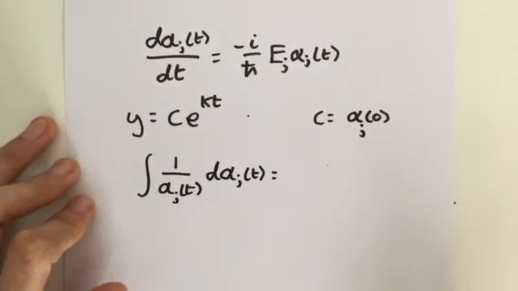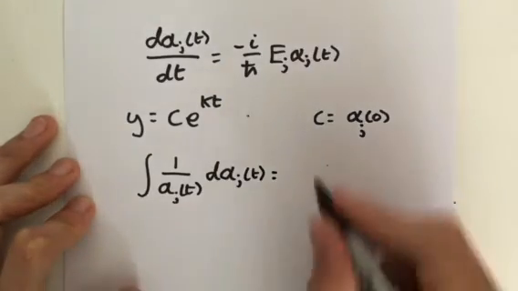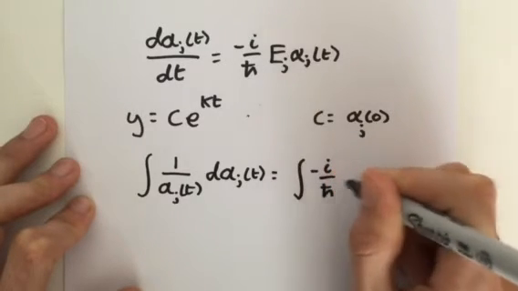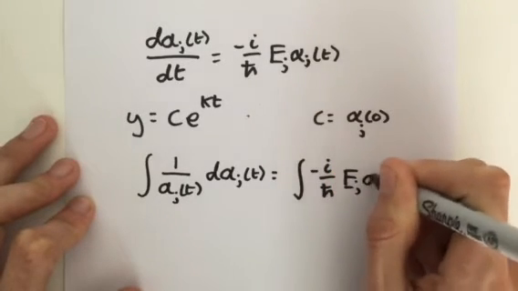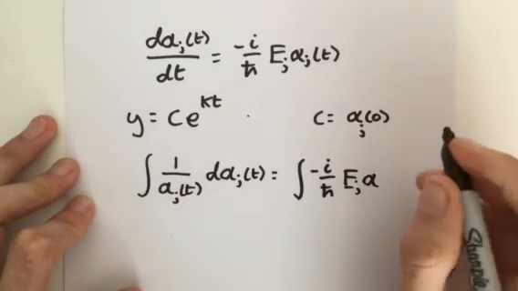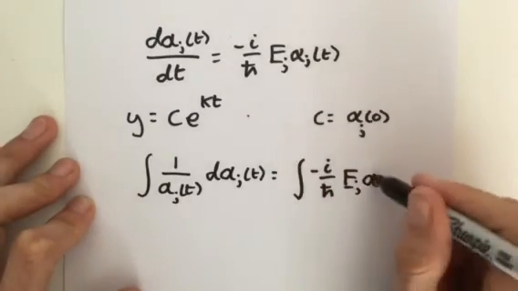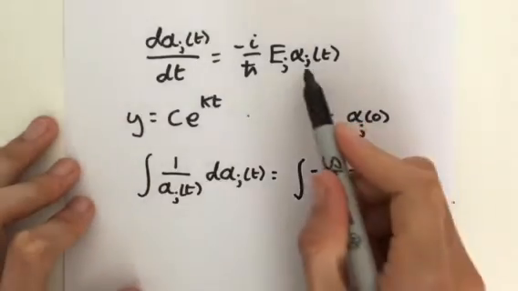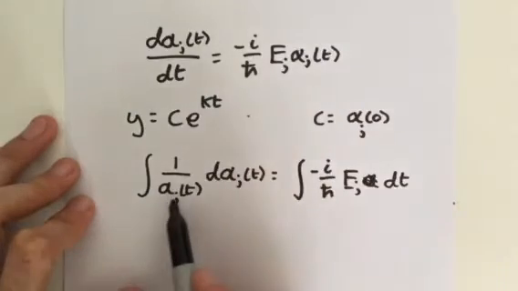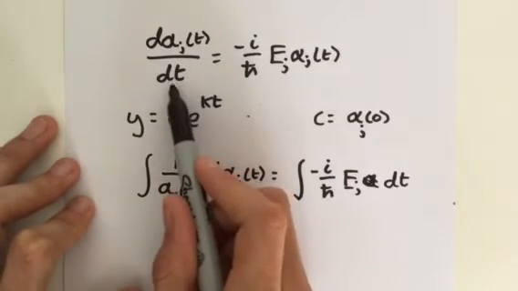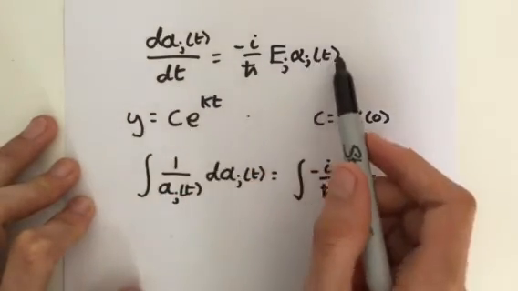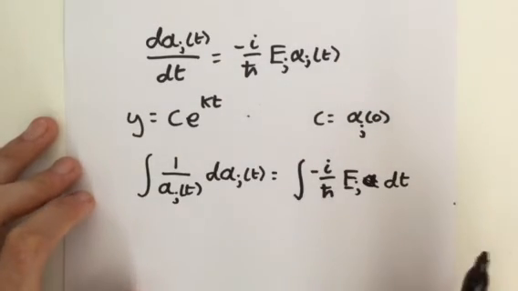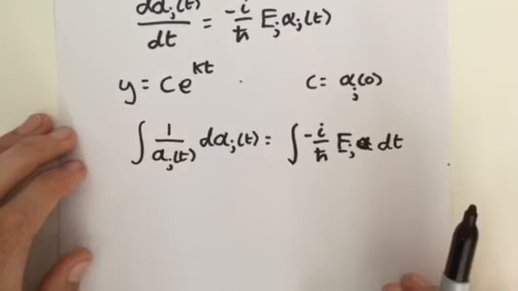Okay, and this is just going to equal the integral of minus i over h bar E_j times dt. So all we did is bring this term over to this side, and then we simply multiply both sides by dt and bring it onto this side. I'm going to integrate. This is very easy.